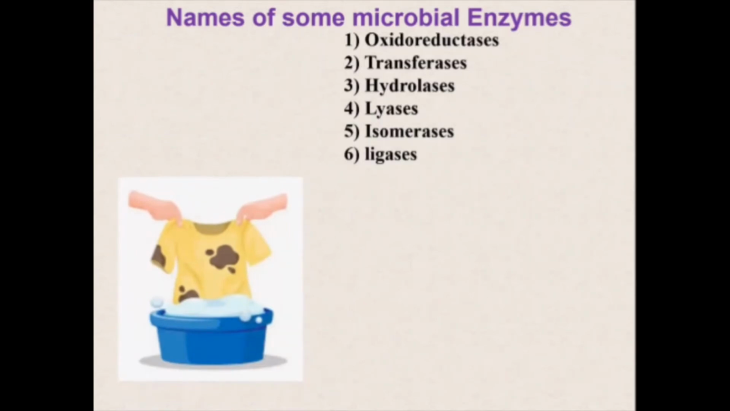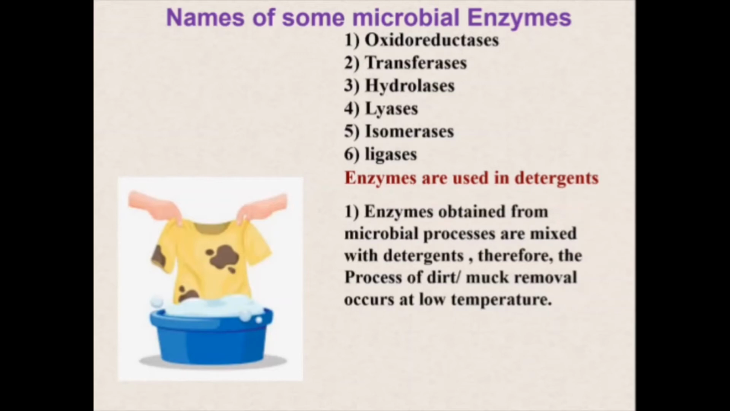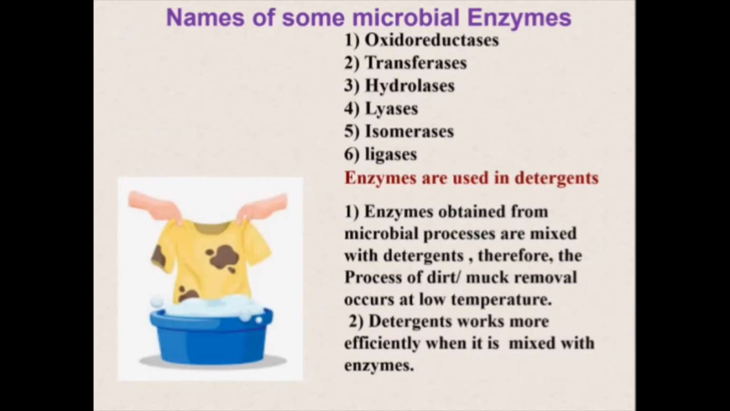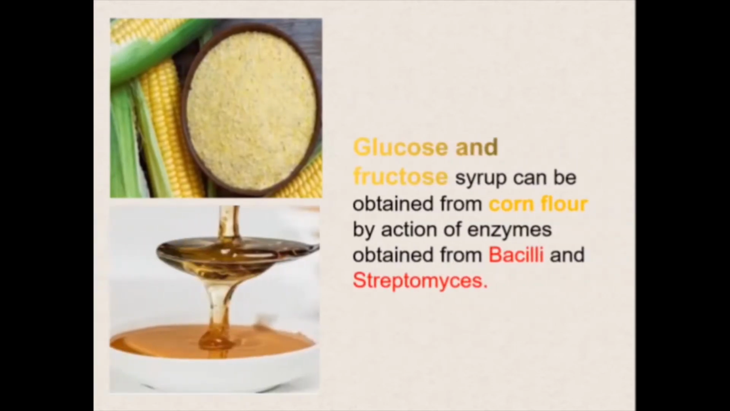To remove stains from the cloth, new technology is used. Enzymes are used in detergents. Enzymes obtained from microbial processes are mixed with detergents. Therefore, the process of dirt removal occurs at low temperature. Detergents work more efficiently when mixed with enzymes. Glucose and fructose syrup can be obtained from corn flour by action of enzymes obtained from Bacillus and Streptomyces.